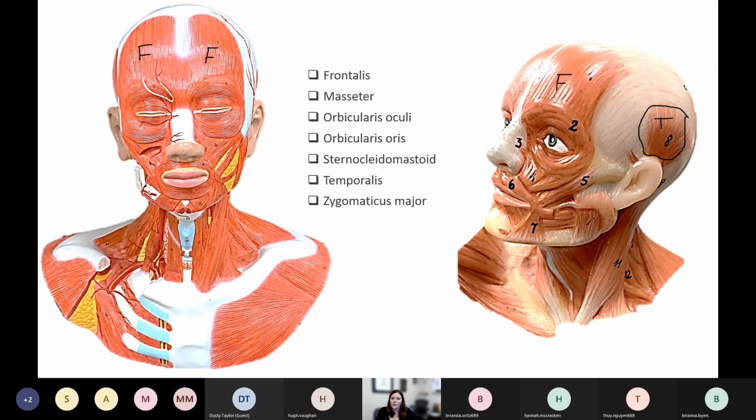Then we go back to around the eye. This muscle right here is my circle around the eye, which means it's an orbicularis. And this is my oculi, orbicularis oculi, the circle around the eye. We also see that over here. But we also have a circle around the mouth. That's orbicularis oris, the circle around the mouth.